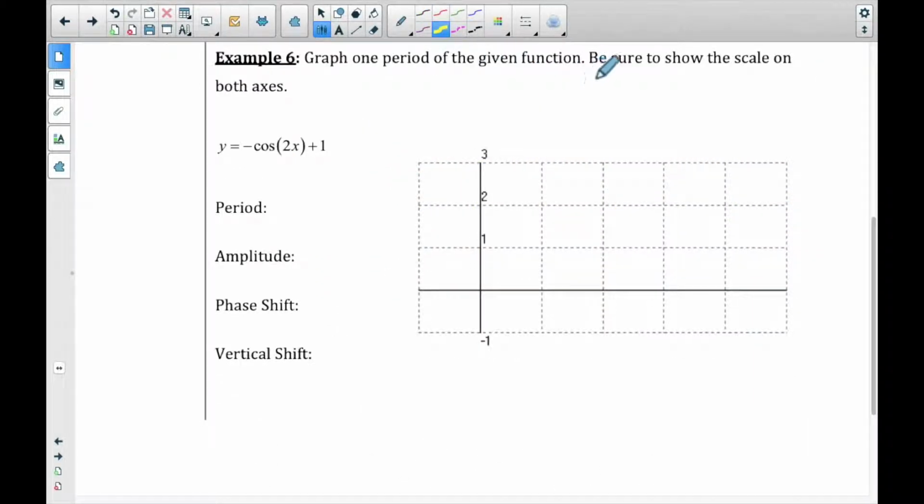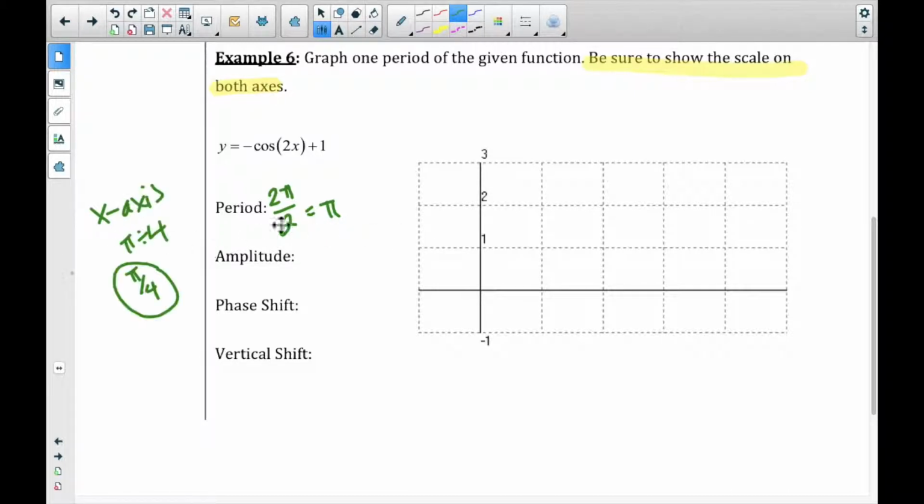It keeps repeating this. Be sure to show the scale on both axes. So you really have to do that. Again, I've set these up a little bit for you, but we have to make sure we know what we're doing. All right, the period is 2 pi over b. In this case, it's 2 pi over 2, so that's pi. For our x-axis, we take our period and we divide it by 4. That's pi over 4.